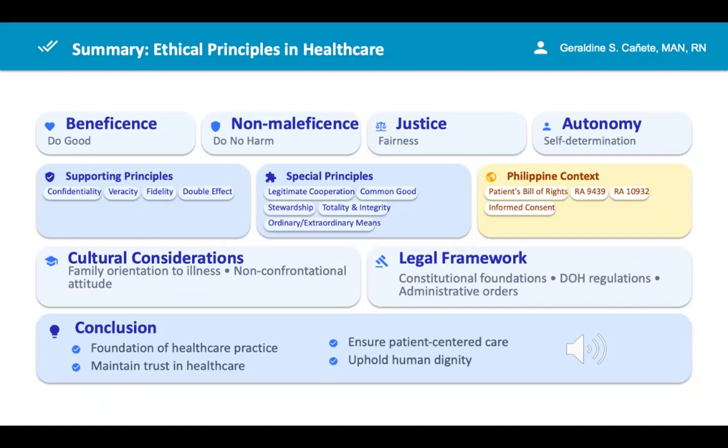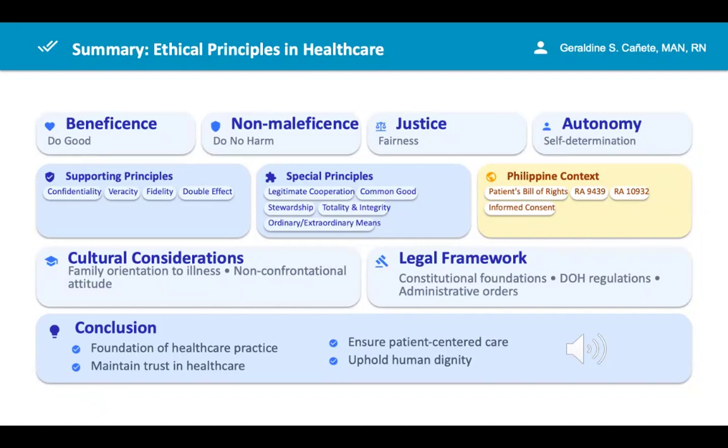Like in beneficence, which means to do good. Beneficence reminds us that our intention must always be to promote the patient's well being. Every intervention, every assessment, every recommendation must answer the question, does this truly benefit the patient? So that is what beneficence is all about.